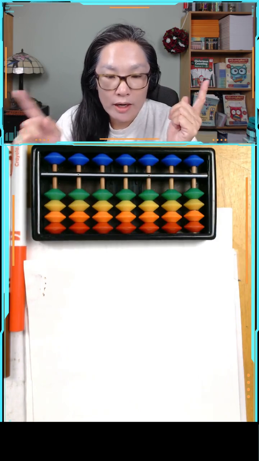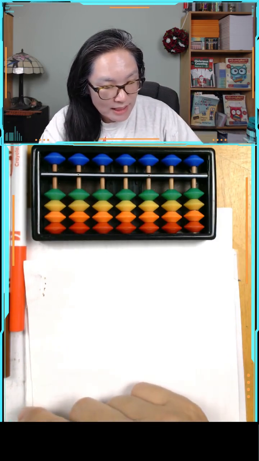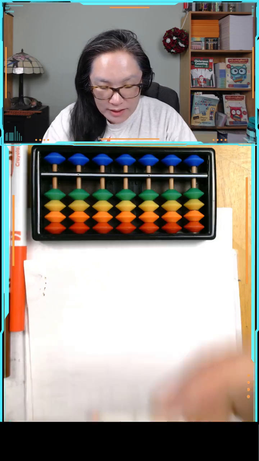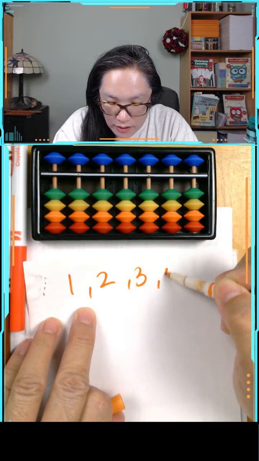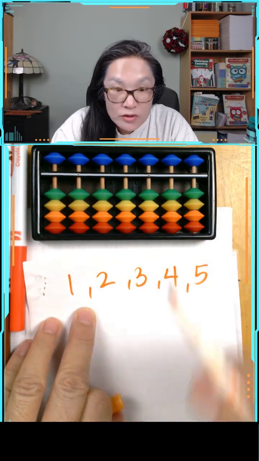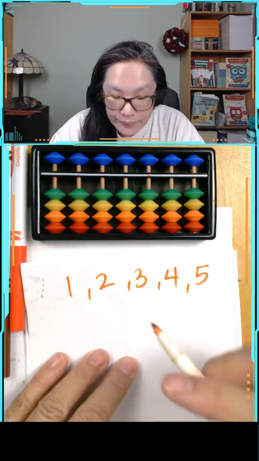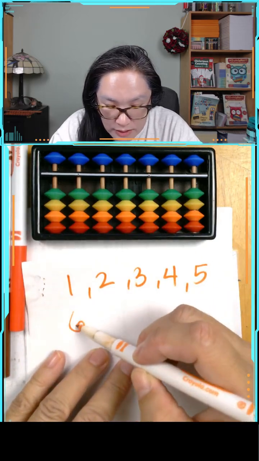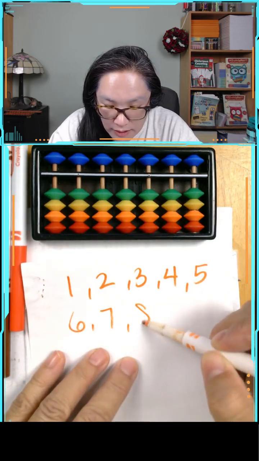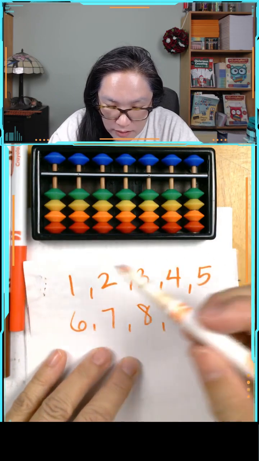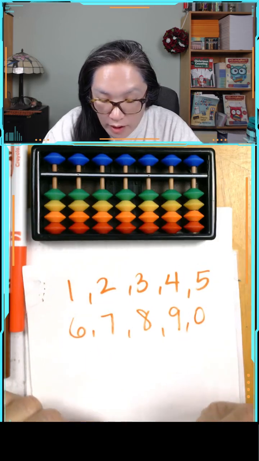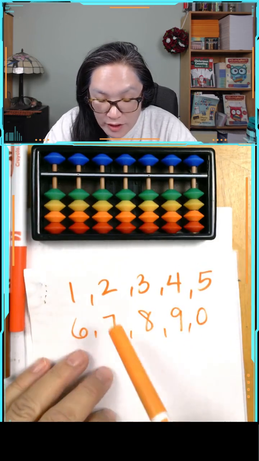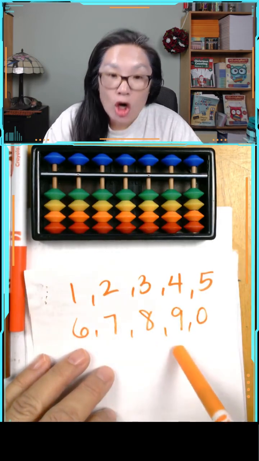I'm sorry, what are Arabic numbers? Arabic numbers is exactly what these are: 1, 2, 3, 4, 5, 6, 7, 8, 9, and then 0. Yeah, those are Arabic numbers. And so the difference is these are symbols, and it's harder to see.